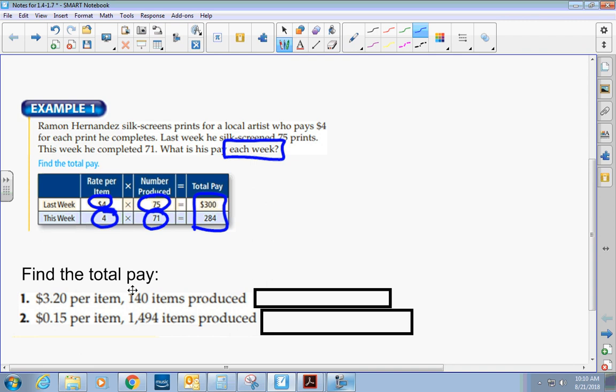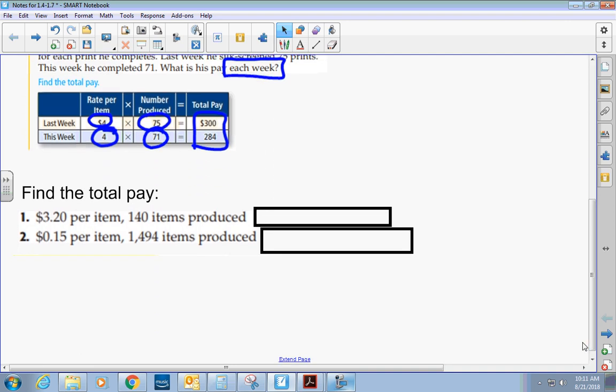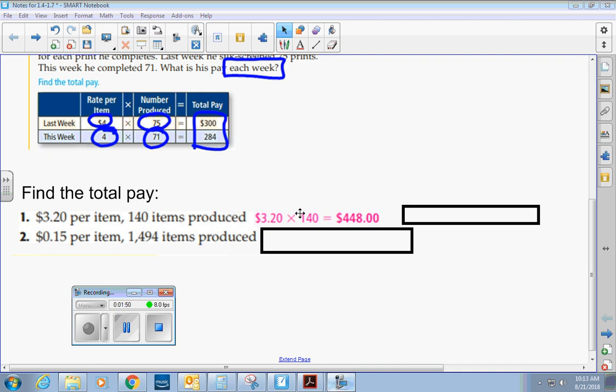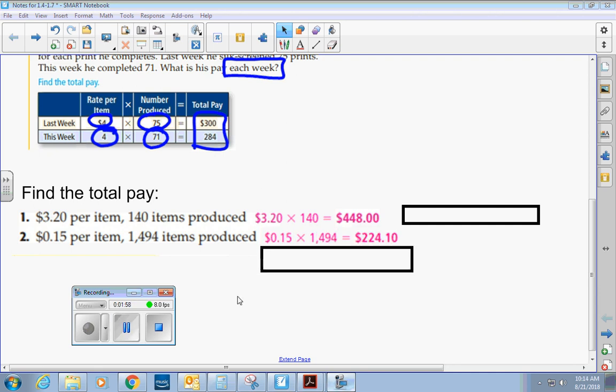Okay, we're going to take a moment, and you guys are going to find the total pay. If we make 140 items, and it's $3.20 per item, and then 1,494 items, if it's 15 cents per item. All right, so the answer is 3.20 times 140 equals 448. Okay, so 0.15 times 1494 is $224.10.